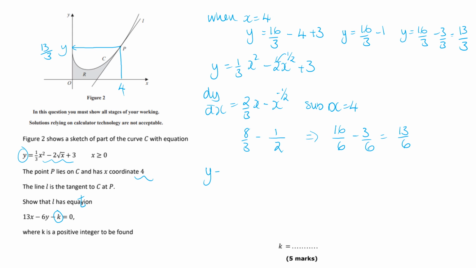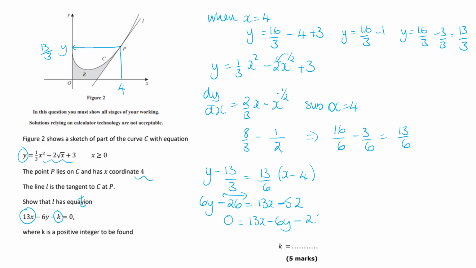So using our y minus y1 is equal to m times x minus x1, if we times throughout by 6, you're going to get 6y minus 26 is equal to 13x minus 52. Take everything to one side to make the 13x positive. You're going to get 13x minus 6y, this minus 26 on the other side will be plus 26, and if we join that with the minus 52, we're going to get minus 26. Now I've already got a minus there, so the actual k is going to be 26.